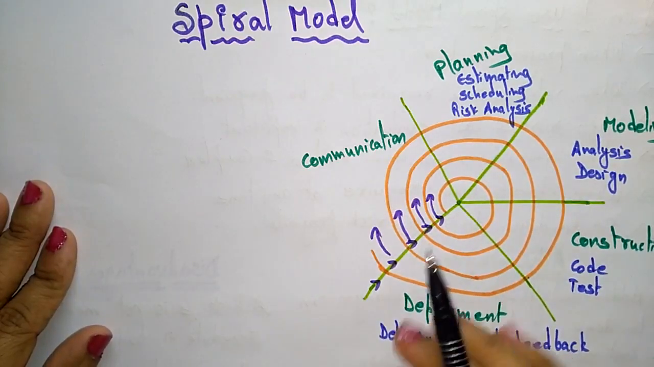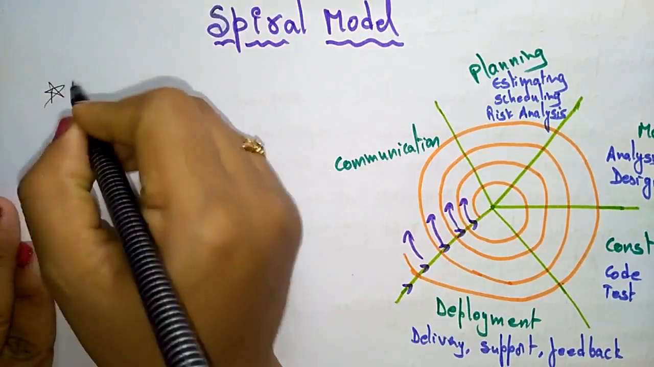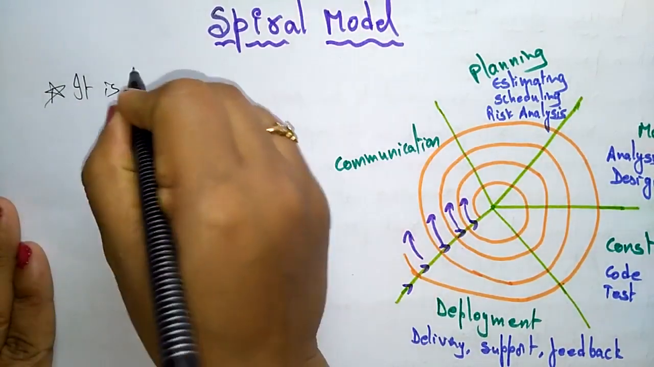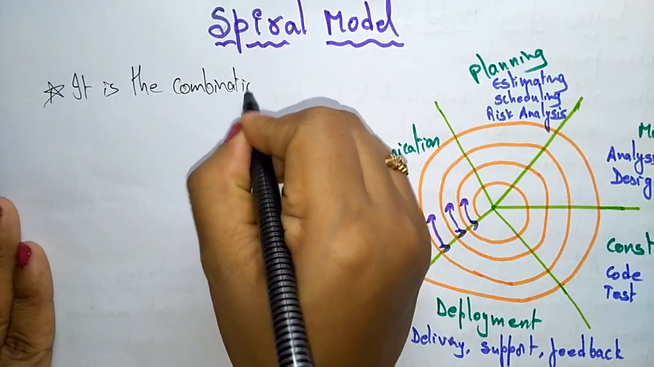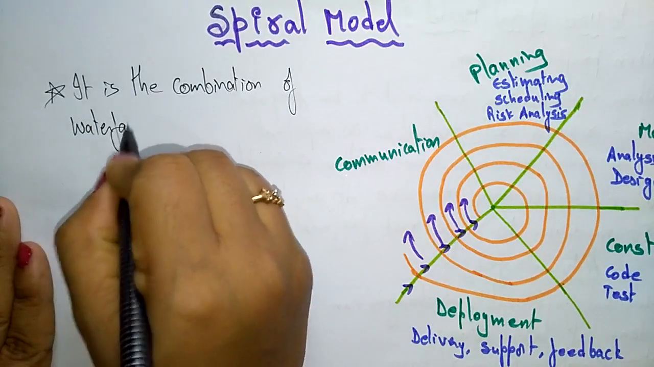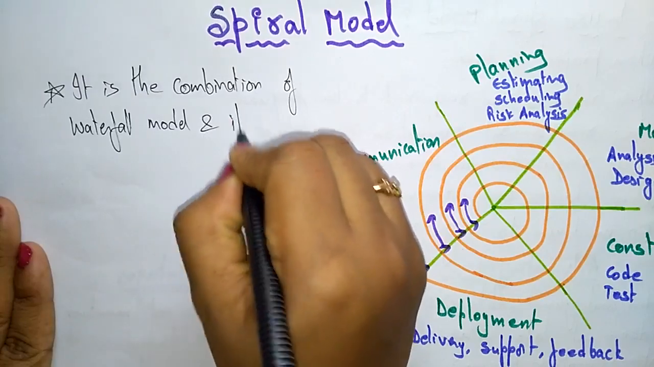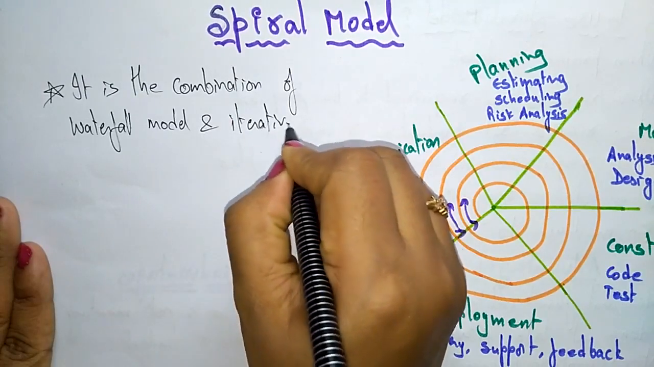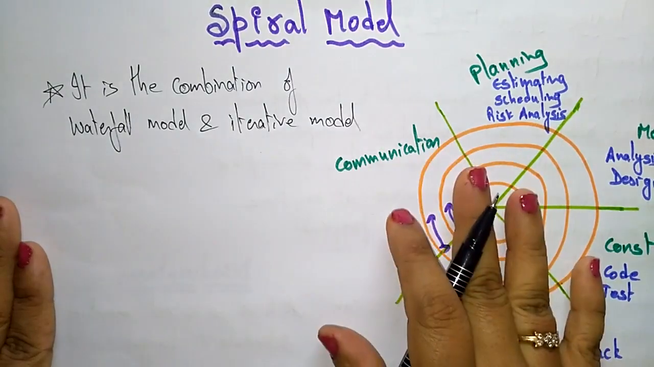Now let me explain. This spiral model is a combination of the waterfall model and the iterative model. So it is a combination of waterfall model and iterative model.